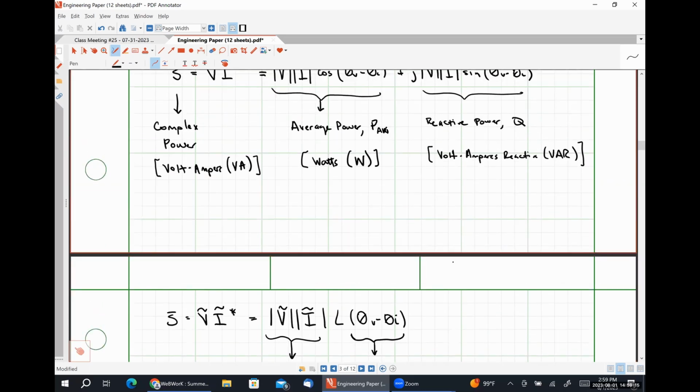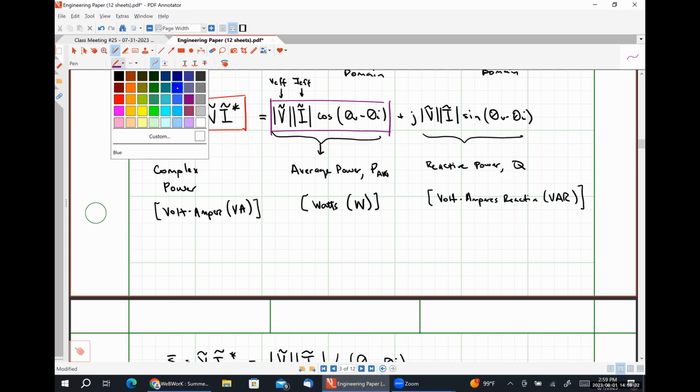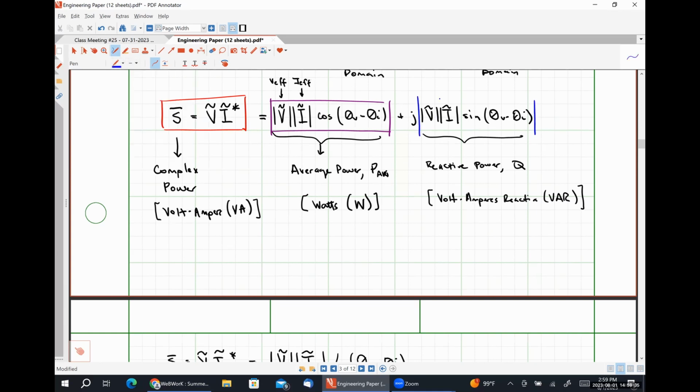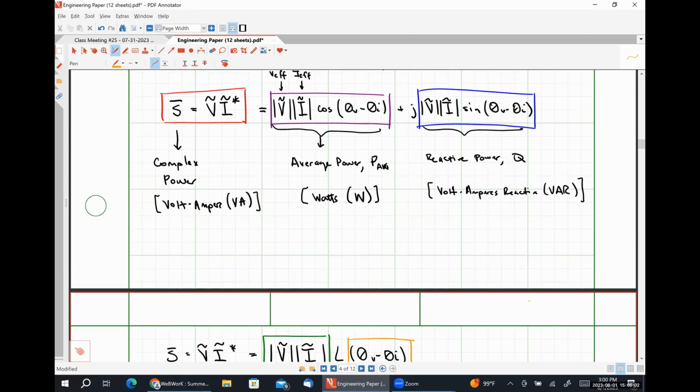So let me box some things up here, right? So we have this relationship for complex power, this relationship for average power, this relationship for reactive power, this relationship for apparent power, and this relationship for power factor angle. So 1, 2, 3, 4, 5 equations.